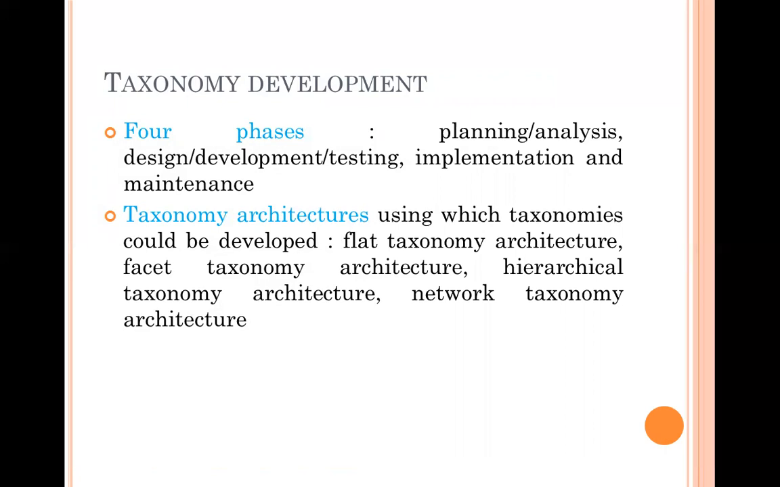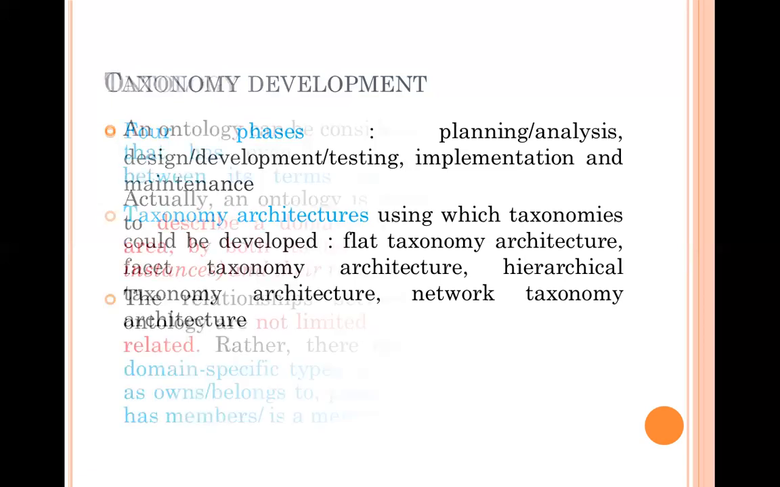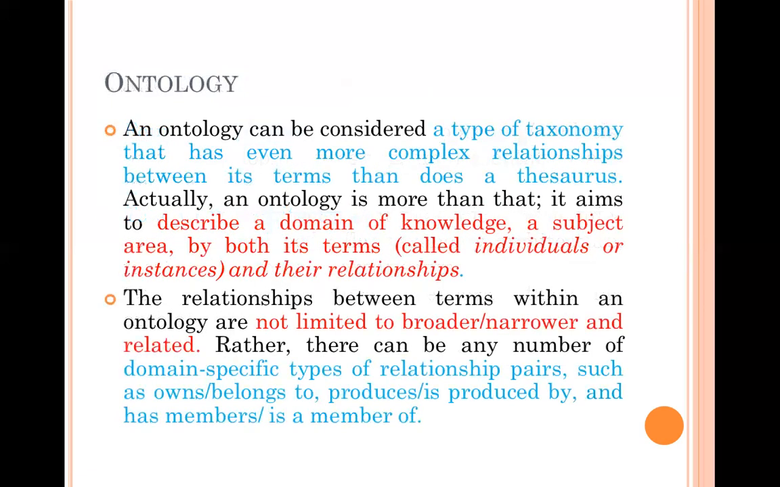Then people have developed a lot of taxonomy architectures. See, we talk about flat taxonomy architecture, facet taxonomy architecture, hierarchical taxonomy architecture, and network taxonomy architecture. So making use of all these structures, you can build your own taxonomy for your institution. Fine. Okay, then comes ontology.